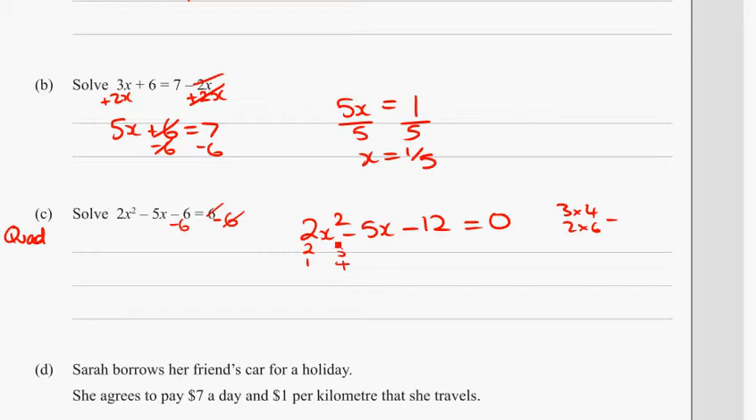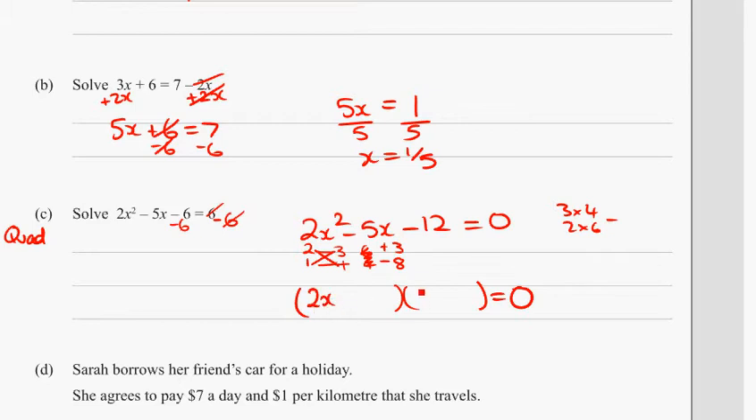Let's try the 3 and the 4. 3 twos are 6, 4 ones are 4. It's not going to have a difference of 5. Cross it over, 2 fours are 8, 3 ones are 3. Well, that would have a difference of 5 if we made it minus 8 and a plus 3. So let's try and put that information into brackets.